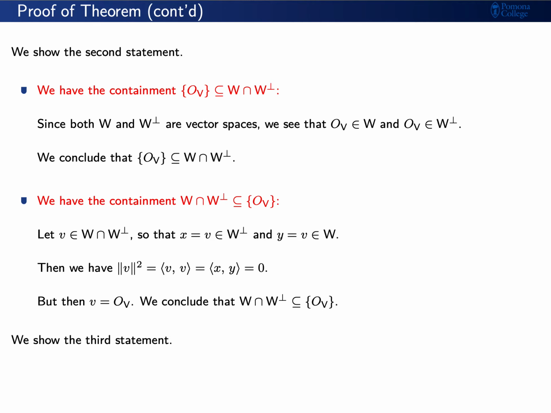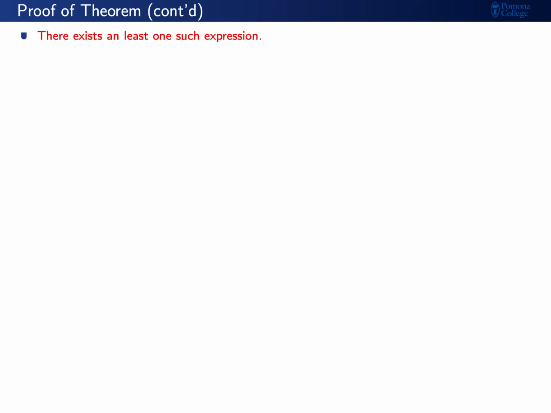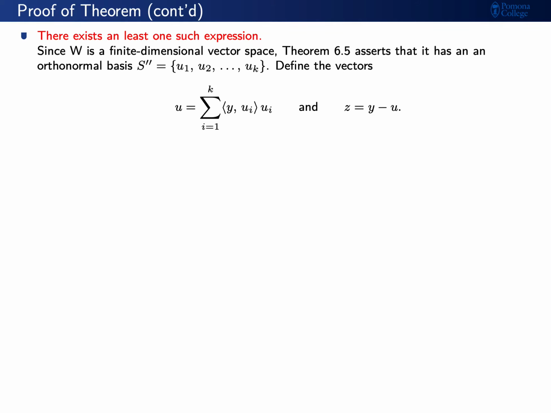Now we'll show the third statement. Let's pick any y in V. We have to show that there exists a unique expression y equals u plus z, where u is in the vector space W and z is in the orthogonal complement W perp. First, we're going to show that there exists at least one such expression. Since W is a finite dimensional vector space, we can use the Gram-Schmidt process to show that it has an orthonormal basis, which we'll denote as S double prime. Let's denote u as a linear combination here of the u sub i's, where the scalars we write in terms of y.